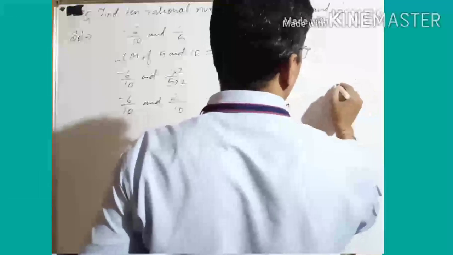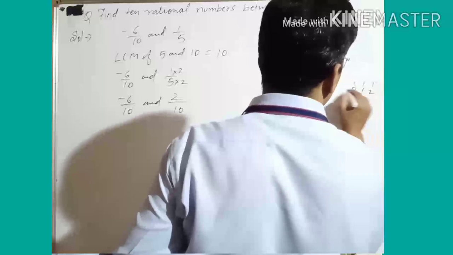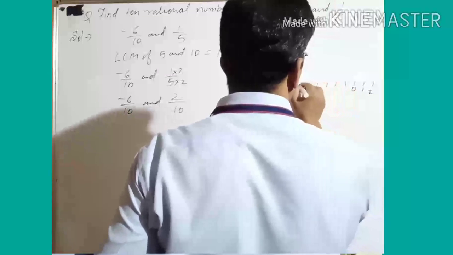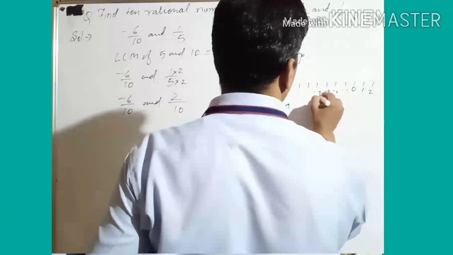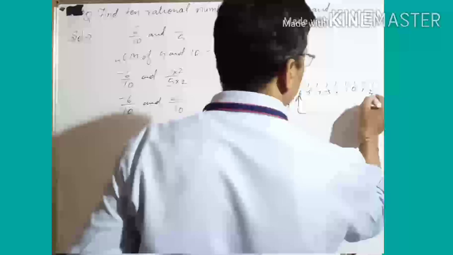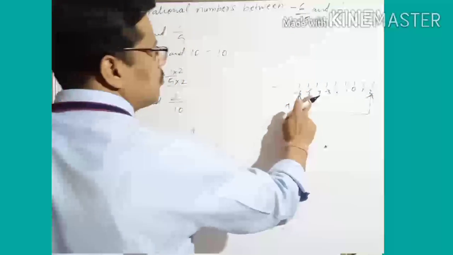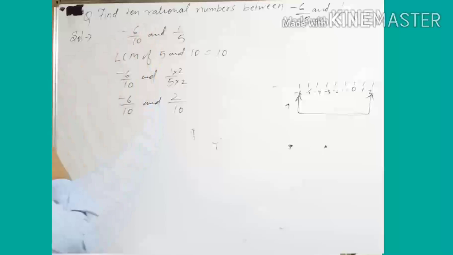Okay, this is the number line and this is our 0. This is 1, 2, 1, 2, 3, 4, 5, 6. And this side minus 1, minus 2, minus 3, minus 4, minus 5, and here minus 6. We have to find how many numbers are lying between these steps. You can count 1, 2, 3, 4, 5, 6, 7. Only 7, but we need to find 10.